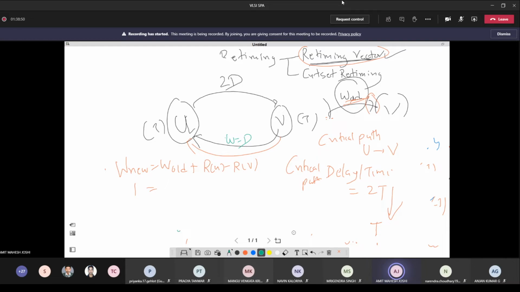To break the critical path, I need any one D. Whether it is 2D, 3D, or 4D, ultimately the critical path breaks. Okay. So W is equal to D. That means I want W new is equal to 1. That's what I want to improve the performance. Now W old was 0 plus RU.